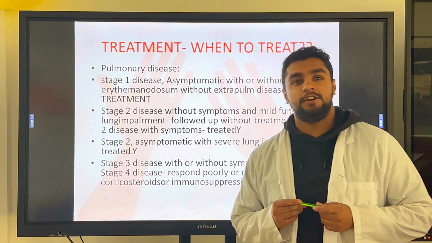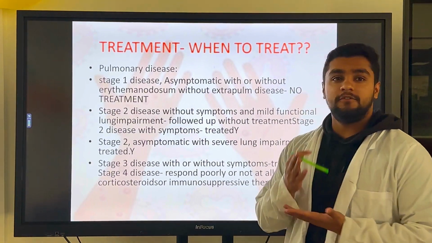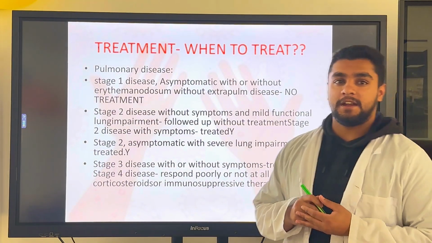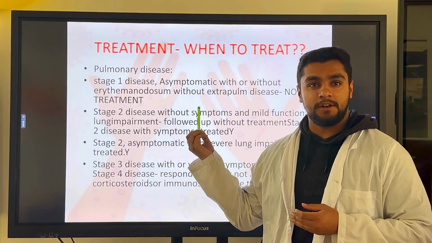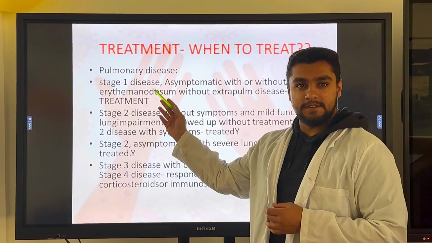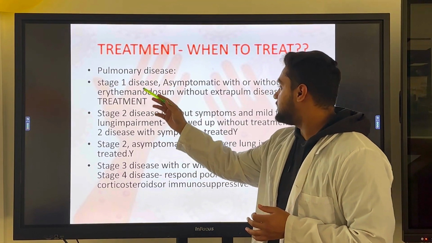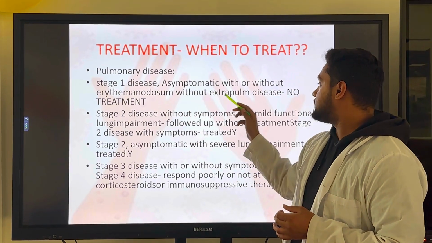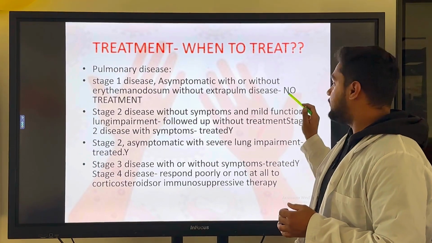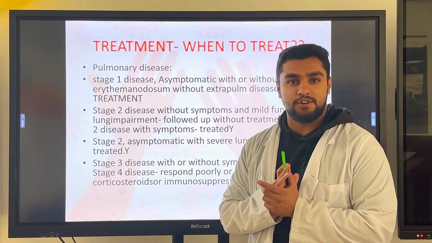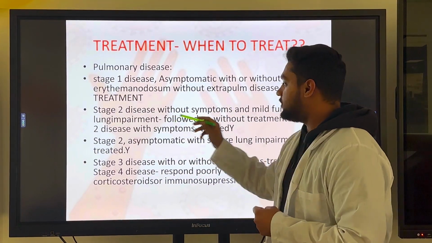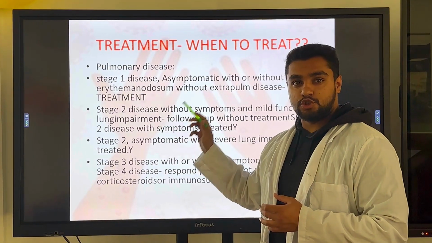Now we will discuss the treatments and when to treat. Starting with pulmonary disease. First of all, let me make it clear, it is an associated disorder, not the main disorder. Now let's discuss. As you can see, stage 1 disease: if the patient has erythema nodosum without extrapulmonary involvement, this is a very mild situation which, if left untreated, doesn't harm the patient much. Stage 2 disease, without symptoms and with mild functional lung impairment, should be treated.